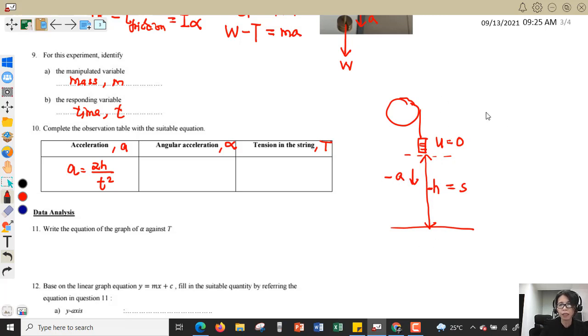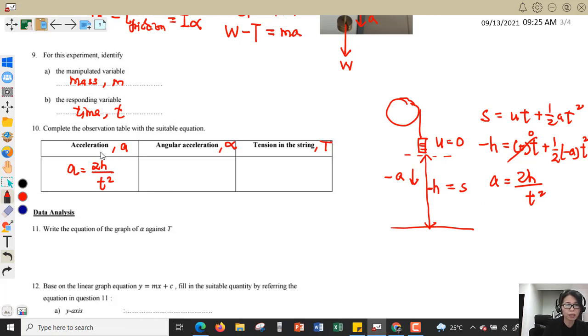So refer to the kinematics equation. s is ut plus half at squared. Our s is negative h, our u is 0, our a is negative a, t squared. So this one is 0. Rearranging, we will get a equals 2h over t squared. So this is the equation we use to determine acceleration.